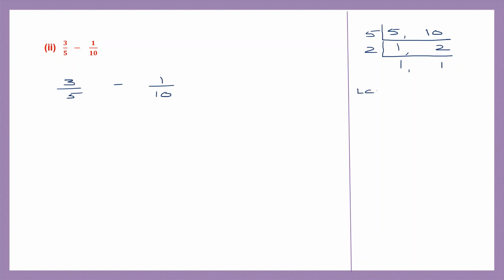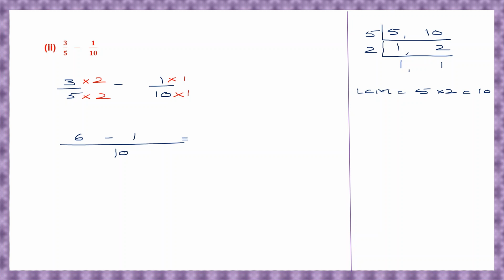Now what is our LCM? LCM will be 5 into 2, 5 twos are 10. So let's use 10 as a common denominator here and get our new numerators. So the first fraction, the denominator is 5. It means 5 into 2 will give us 10. So let's multiply 3 also by 2. 3 twos are 6. 6 minus the second fraction, denominator is 10. So 10 into 1 is 10, and so we multiply this also by 1. So that is 1 ones are 1.